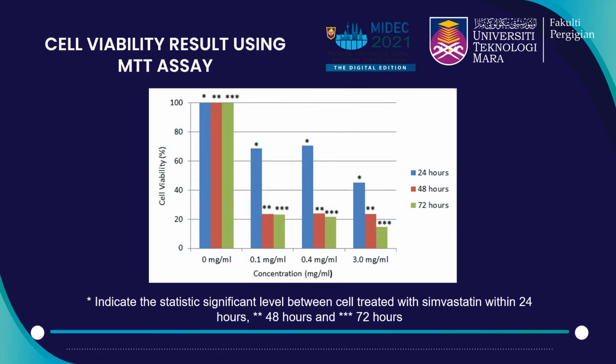So this figure shows the graph of cell viability result using MTT assay that I had explained before in the previous result part. Overall, we can see that the cell viability decreased in every concentration based on the time-dependent manner in which the cell treated with simvastatin. There is also significant difference between cell treated with simvastatin within 24, 48, and 72 hours measured using one-way ANOVA.